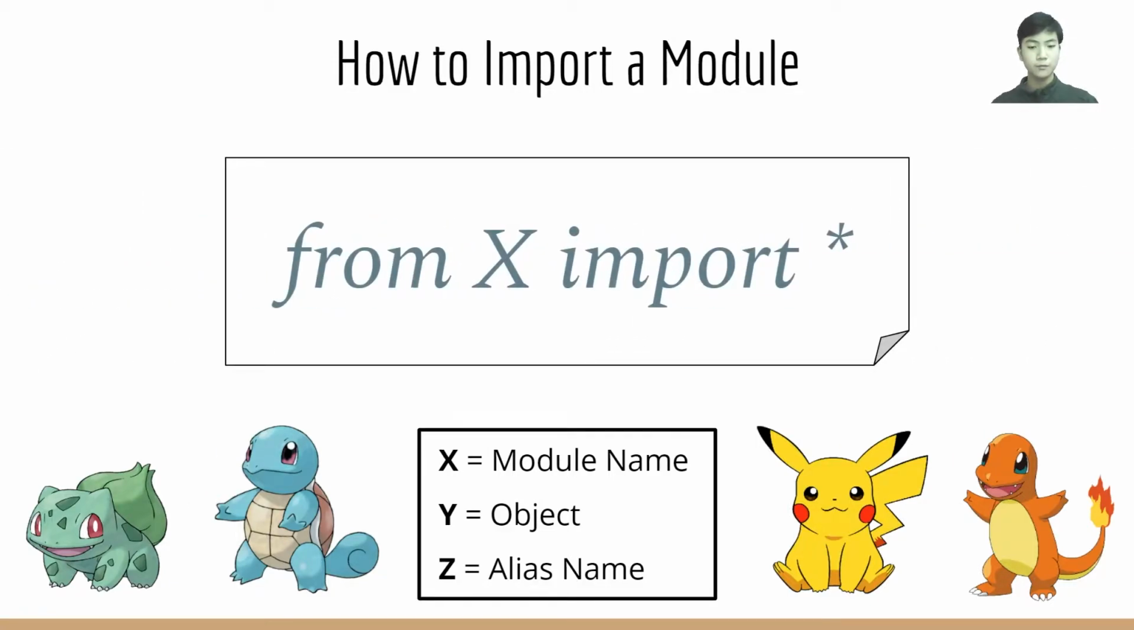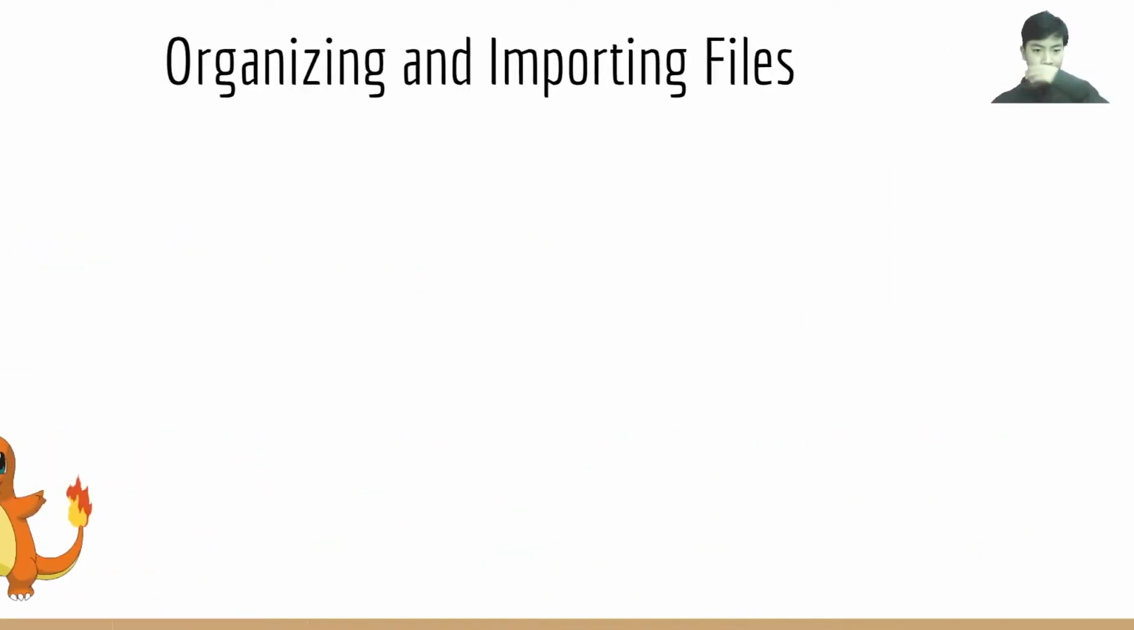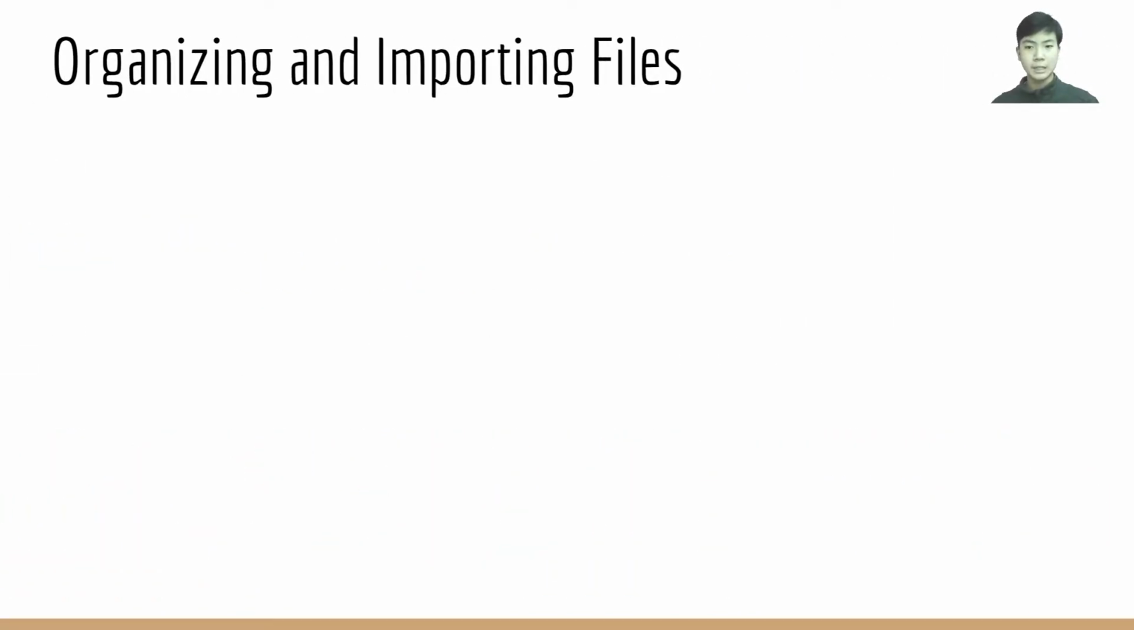The next one is from X import star. From X import star is very similar to import X, and it just imports everything from the module. However, there is a difference, and I will be talking about that later on in the video. Let's move on to organizing and importing files.